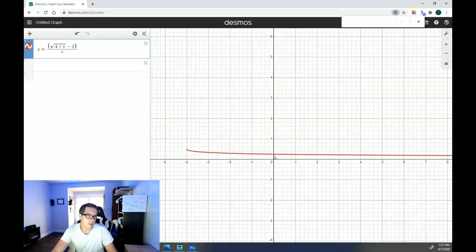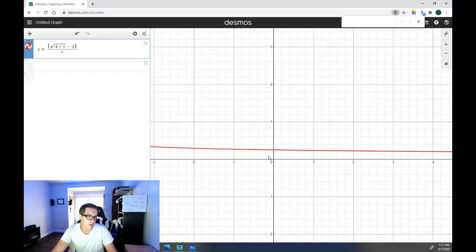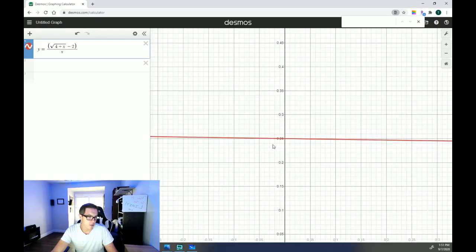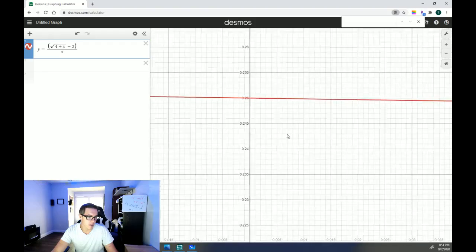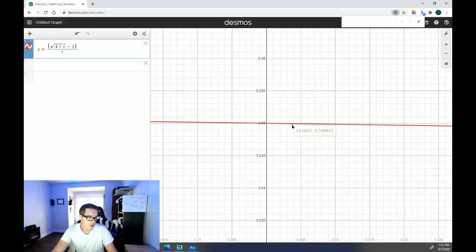But if you look at what's happening from both sides, as I come from this side, what value am I approaching? I'm getting closer and closer to 0.25. If I zoom in and keep zooming in, it looks like I'm getting closer and closer to 0.25 from the left, and closer and closer to 0.25 from the right. Even though as soon as you get there, bam, there's no value.